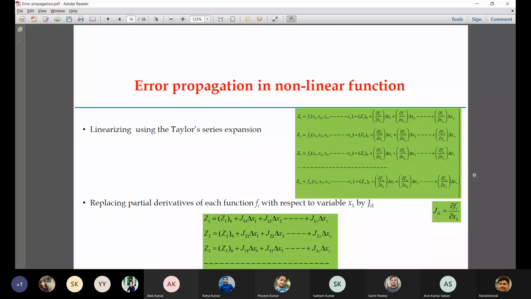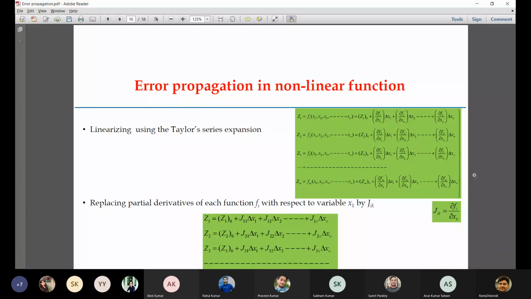Now, the non-linear function, from your BTech basics, you know that it is linearized by Taylor series expansion against some initial point. So those who are not comfortable with Taylor series expansion can go back after the class. They can read it from their books or online, wherever they're from.